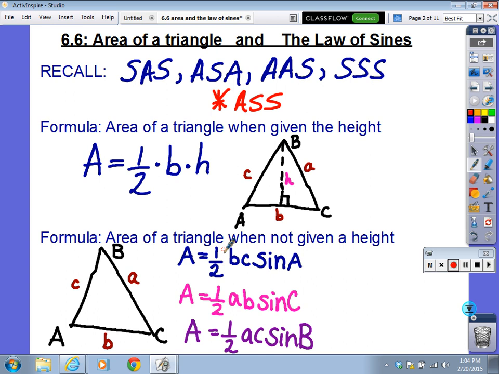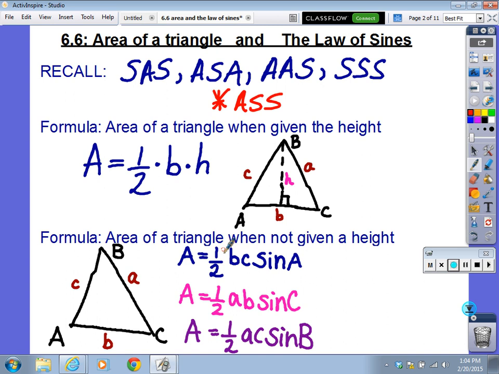Well, AB, between that would be side angle C, so we'll do sine of C. And then once again, area is equal to 1/2 times AC. Between AC would be angle B, so sine of B. So we'll literally just plug this in.